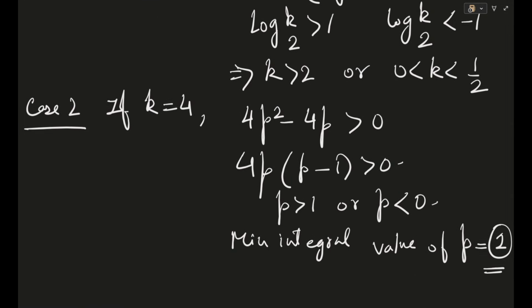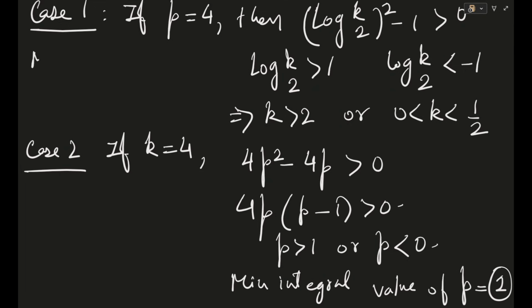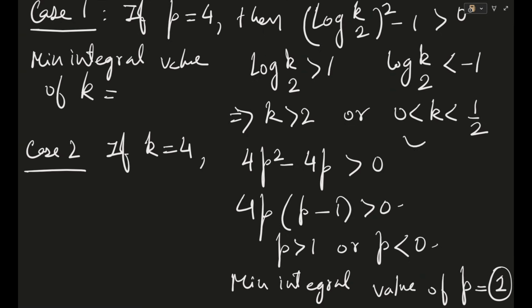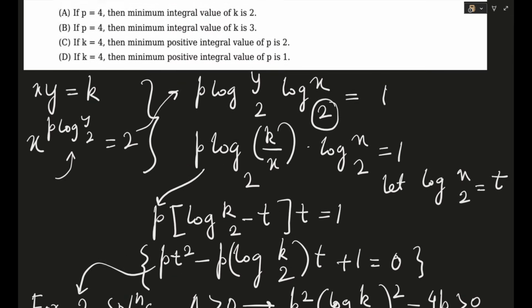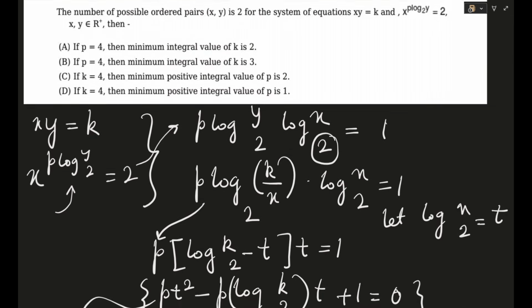So for the minimum integral value of k, because 0 less than k less than half has no integers here, k greater than 2, which means we will have k equals to 3, right? And I guess that was your options. Yeah, no more options are there.